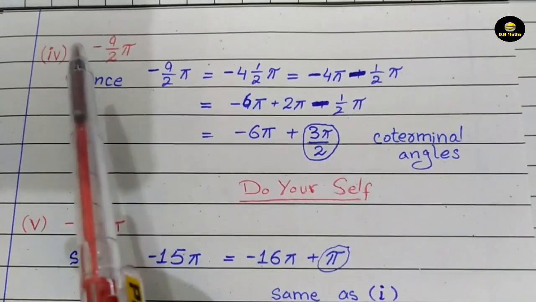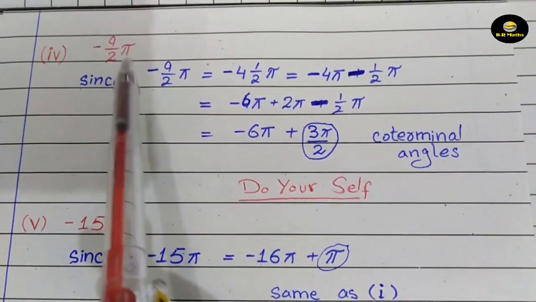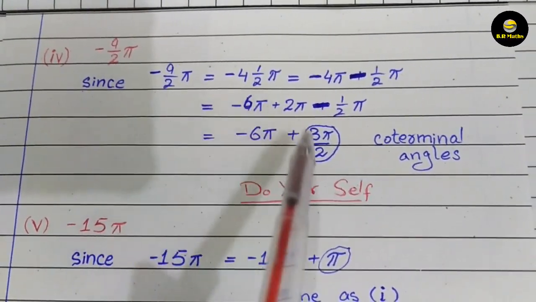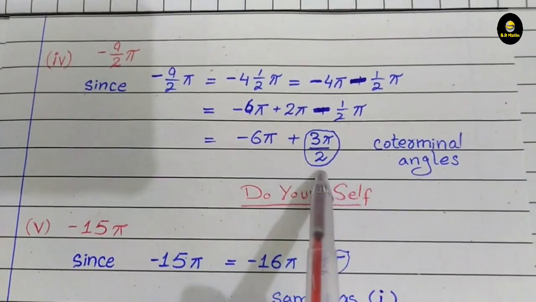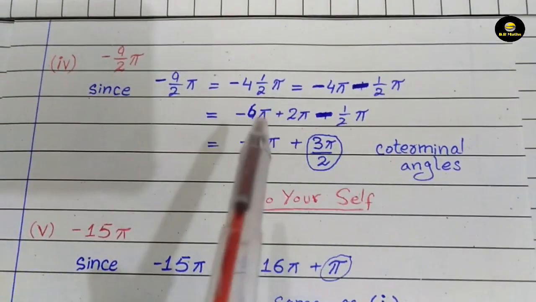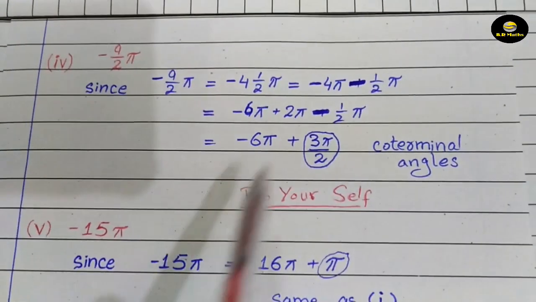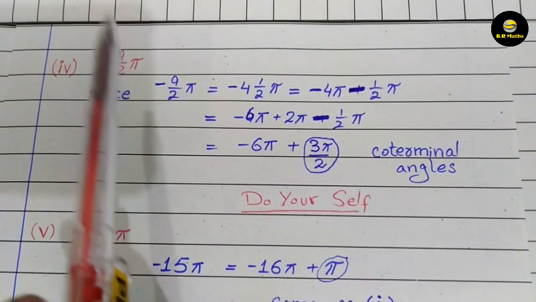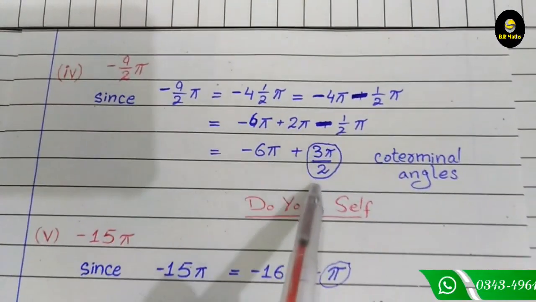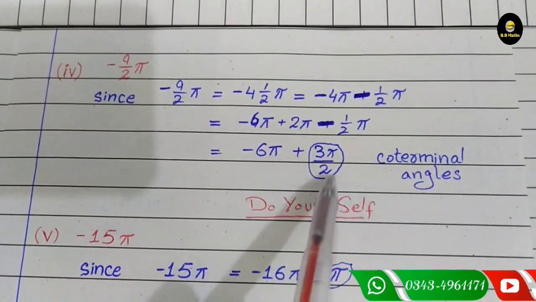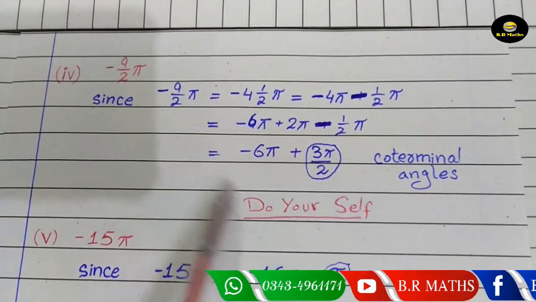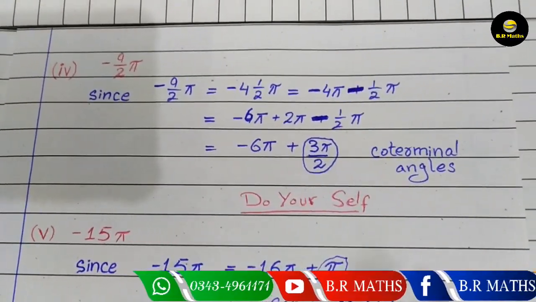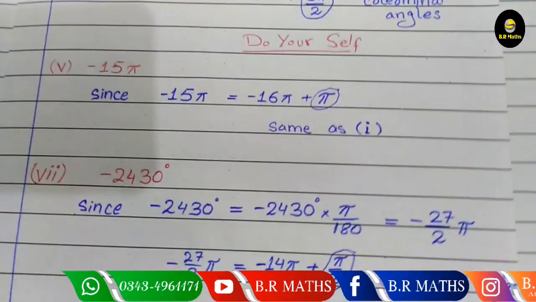The result: minus 9 over 2 pi has the same value, coterminal as 3 pi by 2. So you can easily find all trigonometric ratios on minus 9 over 2 pi, put sine, cos, tan on angle 3 pi by 2. So you can do it yourself. If you have any problem, then you can mention it in the comments.